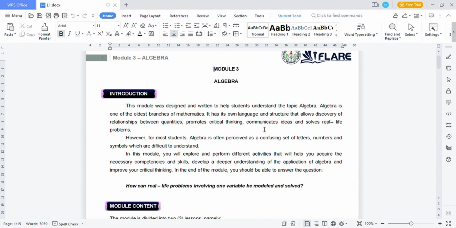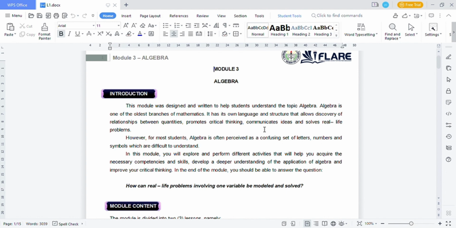It has its own language and structure that allows discovery of relationships between quantities, promotes critical thinking, communicates ideas, and solves real-life problems. However, for most students, algebra is often perceived as a confusing set of letters, numbers, and symbols which are difficult to understand, especially in algebra where there are letters involved aside from numbers.